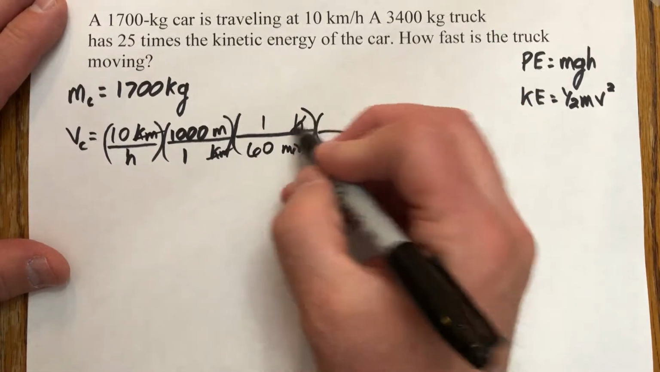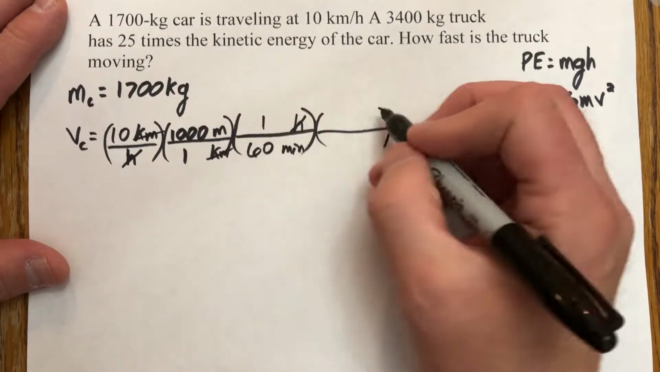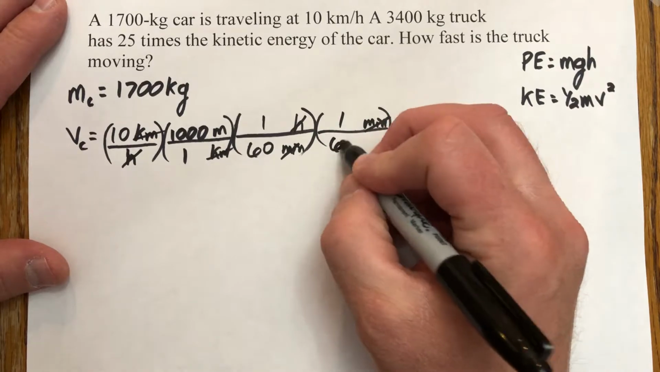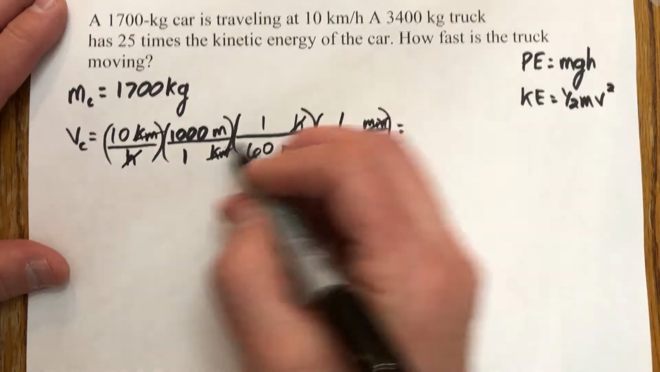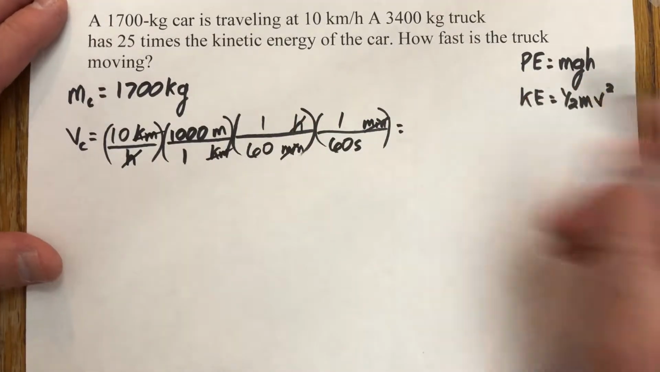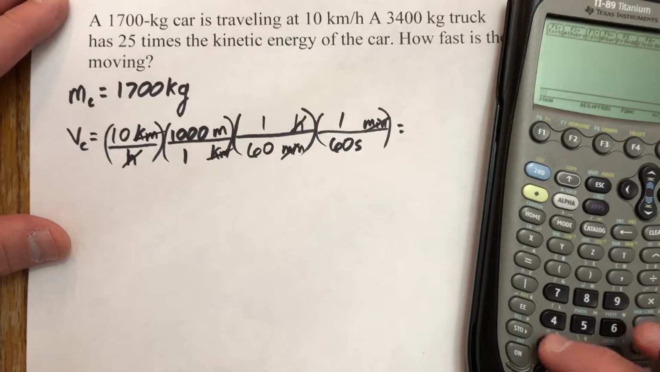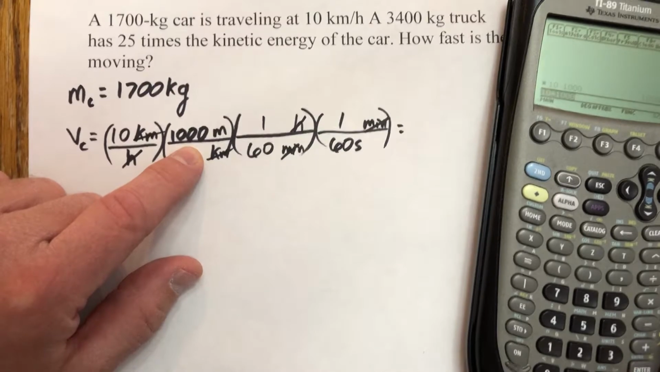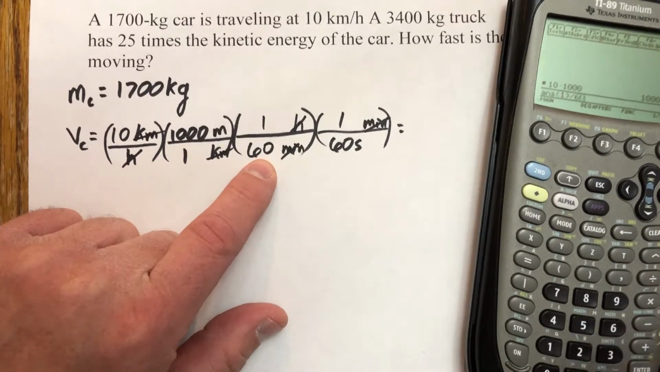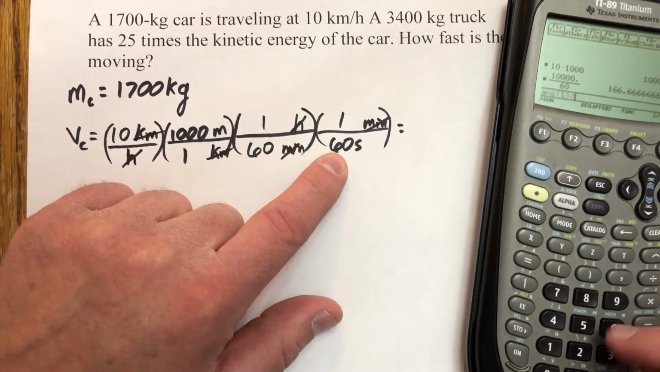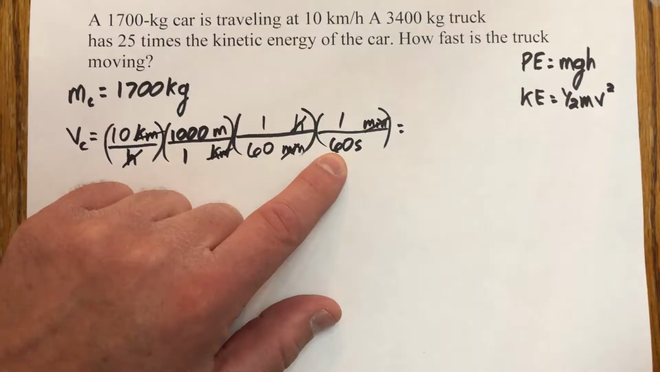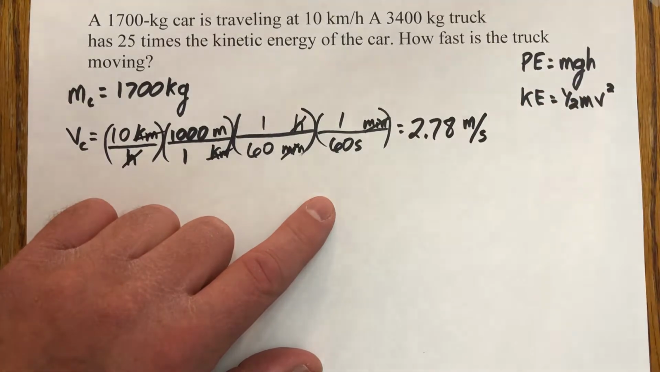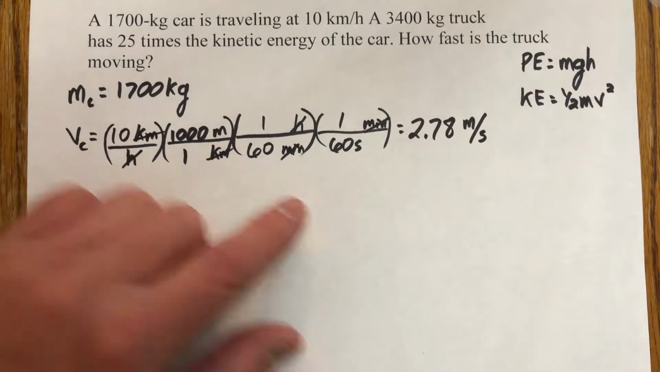But we don't want it in minutes, we want it in seconds. So minutes on the bottom, so we put minutes on the top so we can cancel them out. In 1 minute, there are 60 seconds. Now my units are meters per second, which is what I want. So we do a little math. We get 10 times 1,000, divided by 60, divided by 60 again, we get 2.78. That's meters per second. Okay, now we continue with the question.